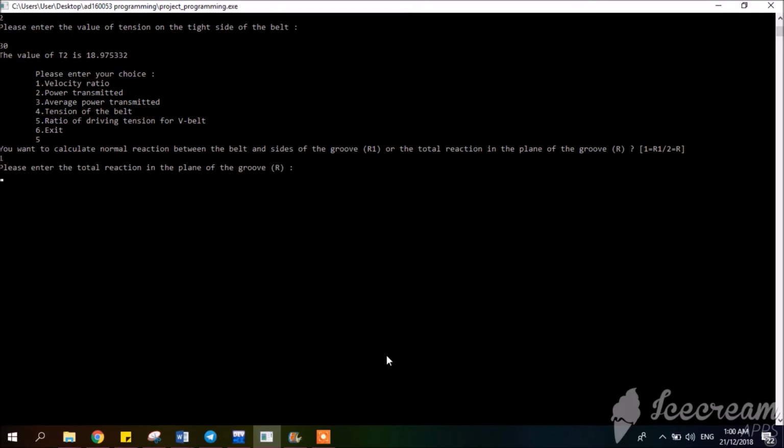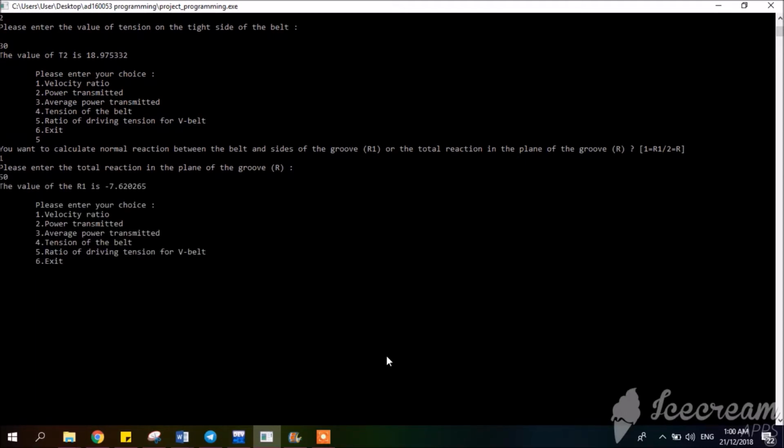Number 1, and then enter the reaction in the plane of the groove, R, which we need to calculate the normal reaction between the belt and sides of the groove. We try to enter 50, and then we get the value of R1, the normal reaction between the belt and sides of the groove. We get negative 7.620265.